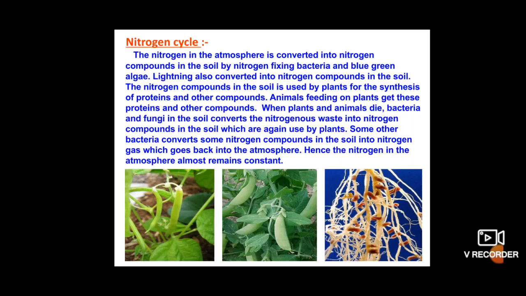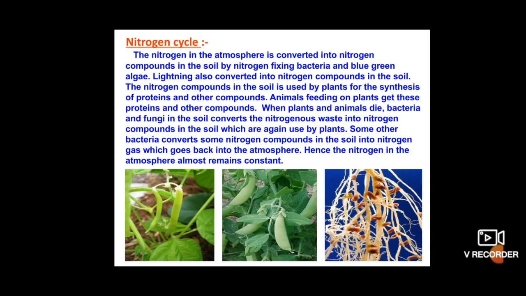Lightning also converts nitrogen into nitrogen compounds in the soil. These nitrogen compounds in the soil are dissolved with the help of a few bacteria. They are used by plants for the synthesis of proteins and other compounds. Apart from that, when animals consume the plants, these proteins and other compounds are also transported to human beings and other organisms that depend on plants.